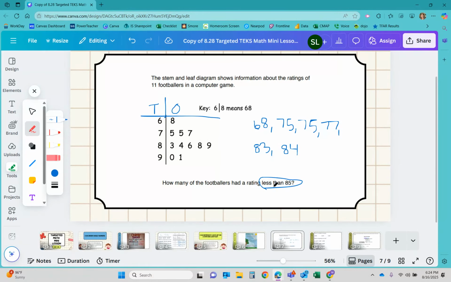But I wanted to know what is less than 85. So I could go and find where 85 would have went, and that's actually where I stopped writing my numbers. And I'm going to circle how many numbers I have before that mark, because these are all the numbers that are less. I have 1, 2, 3, 4, 5, 6. Okay, and I can verify that by saying 1, 2, 3, 4, 5, 6.